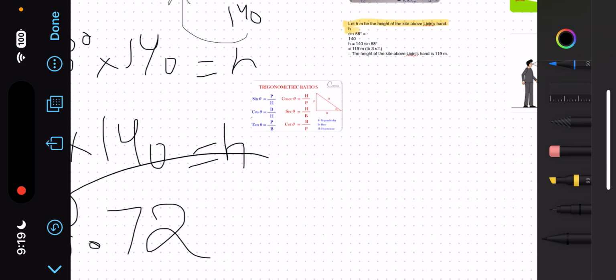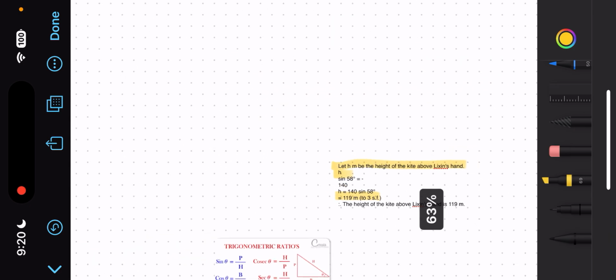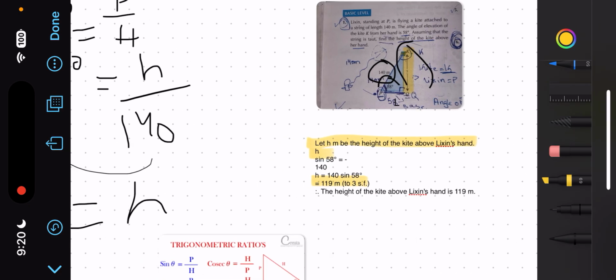Let's see the answer here. Yes, we have got the answer correct. Here we got to know that 119 meters is the answer. So KQ is equal to 119 meters. So the height of the kite above Lixin's hand is 119 meters.